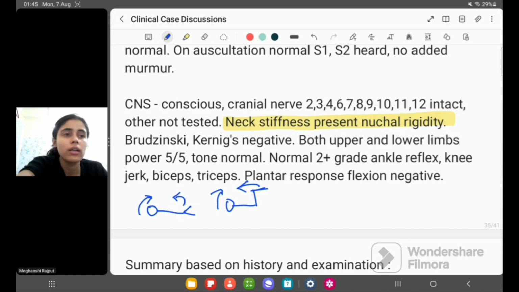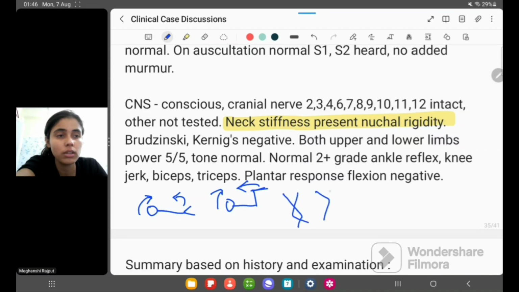And here the power is 5 by 5, tone is normal. The tone could be increased in cases of cerebral palsy. There would be a high resistance and there would be hypertonia. The limbs would be more stiff. As well, in cases of cerebral palsy in the lower limb, we can see the scissoring gait. So if you make the child stand, you would see that the legs cross. So there would be a scissoring gait in cases of cerebral palsy.